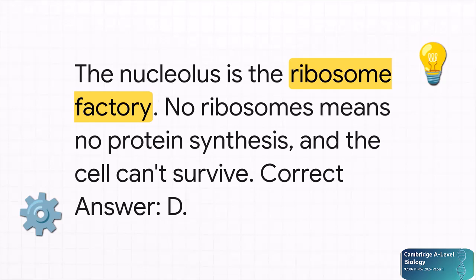For the high flyers, you'll spot this right away. The other options are just red herrings. The real issue, the bottleneck, is the lack of protein synthesis. That makes D the only possible answer.